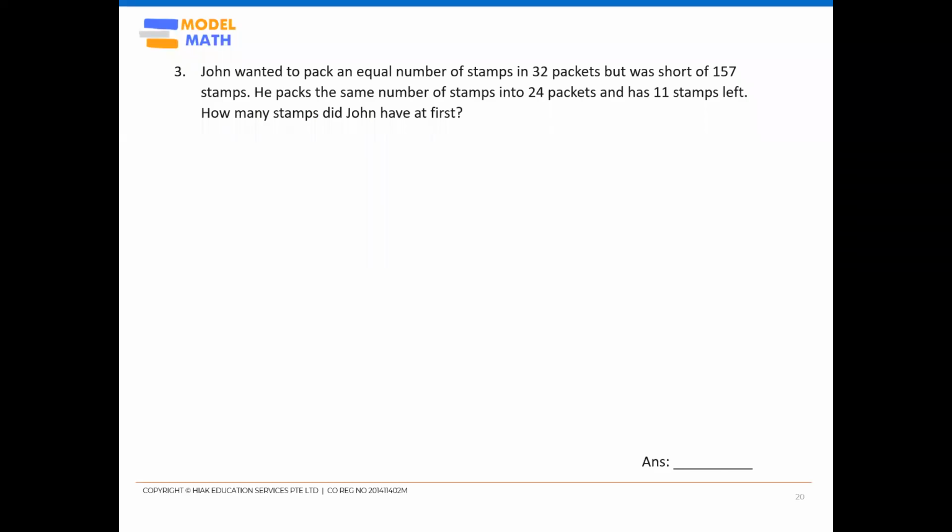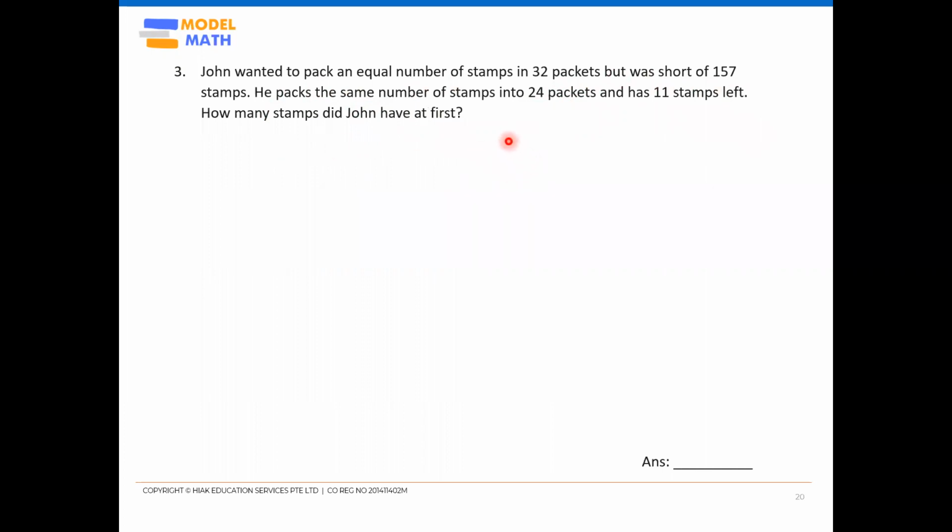So John wanted to pack an equal number of stamps in 32 packets, but was short of 157 stamps. He packed the same number of stamps into 24 packets and has 11 stamps left. How many stamps did John have at first?